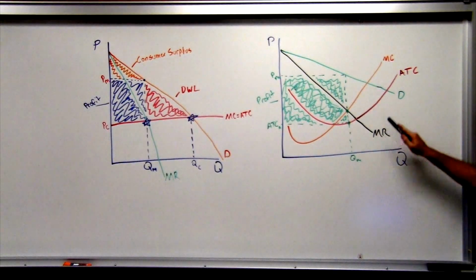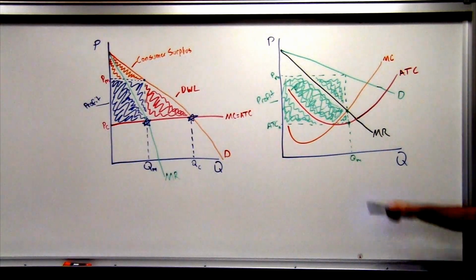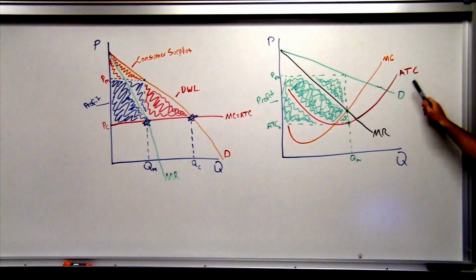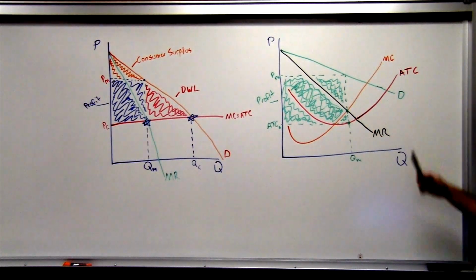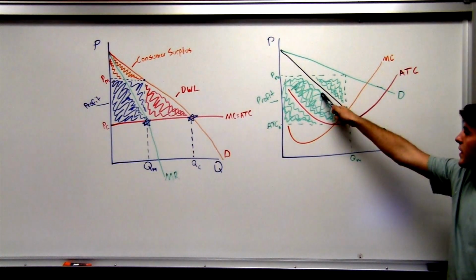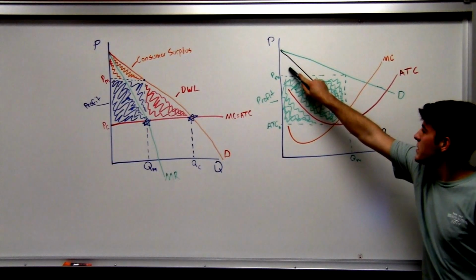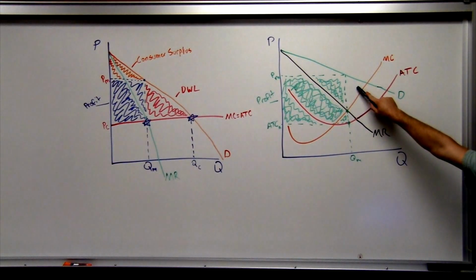Alternately, you have a non-constant total cost, where marginal cost is increasing and average total cost is the U-shape. Under this, you can find profit there, as well as consumer surplus here, and deadweight loss in this triangle here.